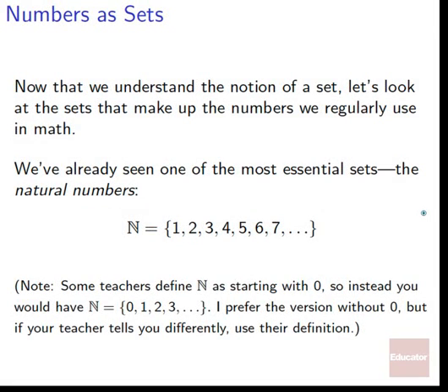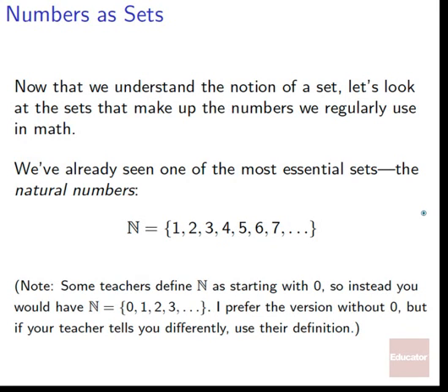So we can talk about numbers as sets. So we understand the notion of a set now, and that's great. So we can now look at sets that make up numbers that we're going to use in math. So we've already seen one of the most essential sets. It was our first example of an infinite set. The natural numbers. N equals 1, 2, 3, 4, 5, 6, 7.